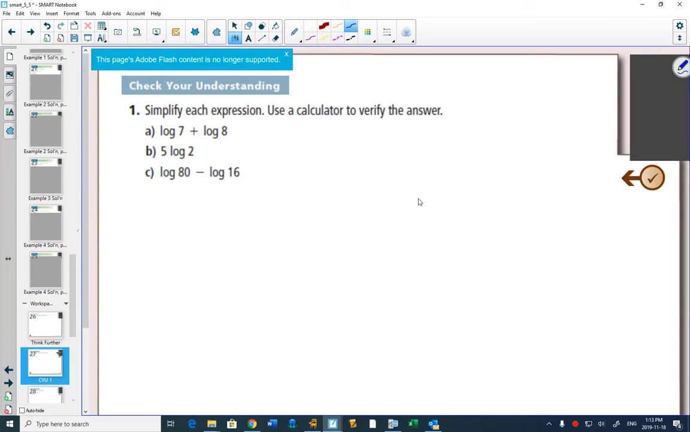So to start off, on the side, I'm going to rewrite the three formulas that are on your formula sheet: the power rule, the product rule, and the quotient rule. I'll write them with the same letters that are on your formula sheet, so let me double check it here. On your formula sheet, they use a base of A and M's and N's. So they've got log base A of MN.